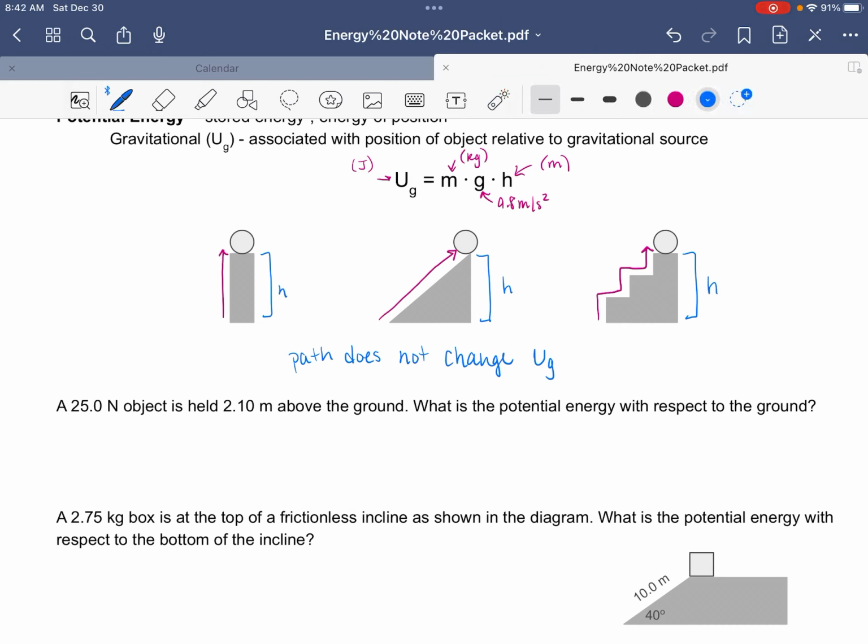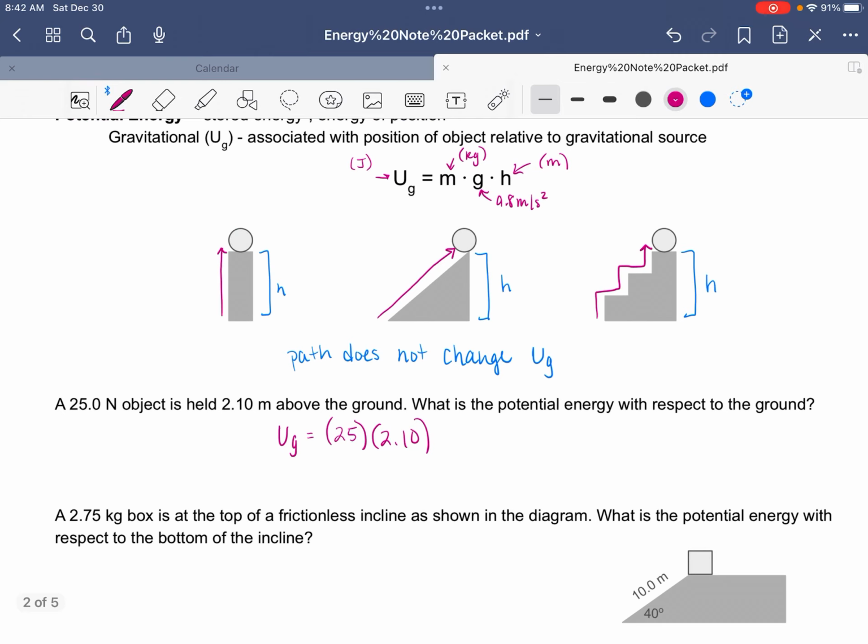So for the potential energy, we have our UG is equal to our weight, which is 25 newtons, times our height. We're going to report 3 sig figs. So 25 times 2.1, I'm going to get 52.5 joules of potential energy with respect to the ground.